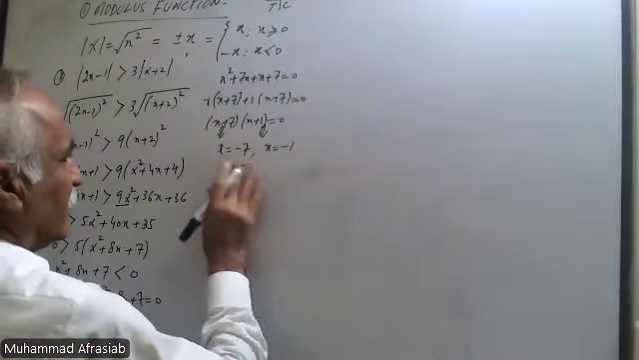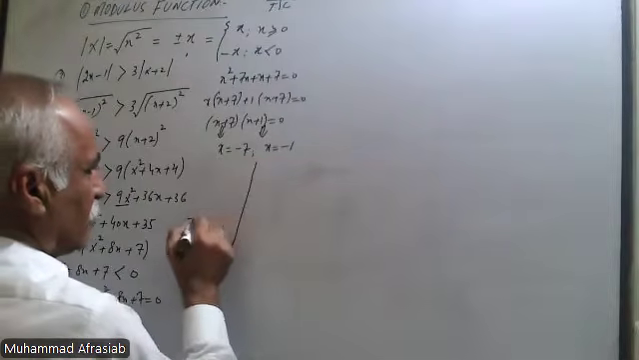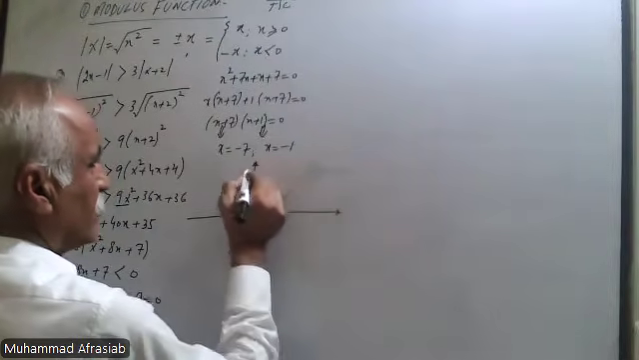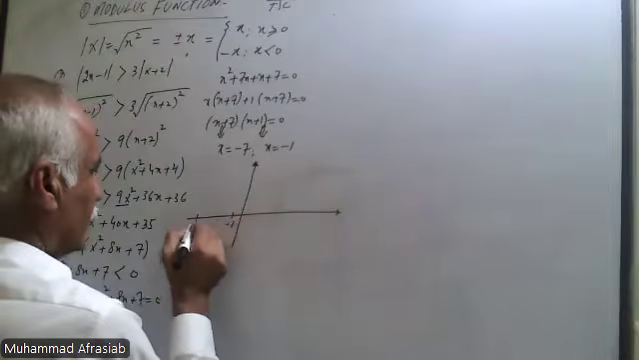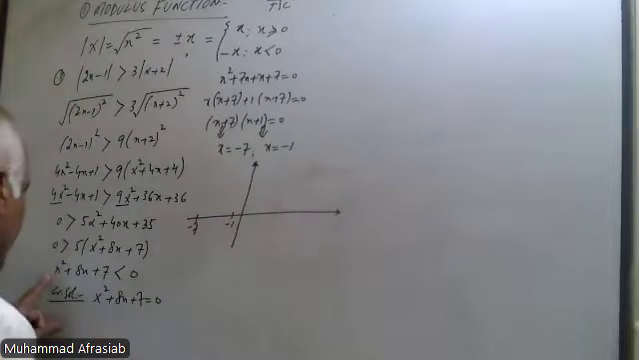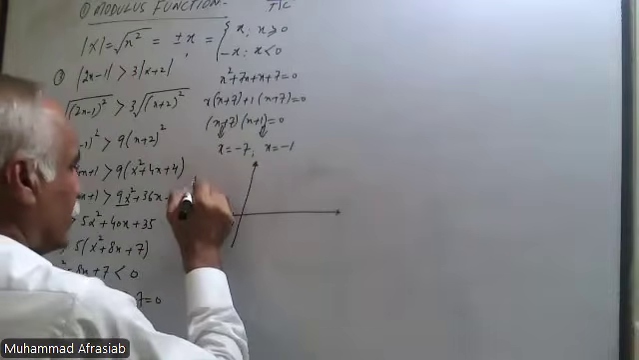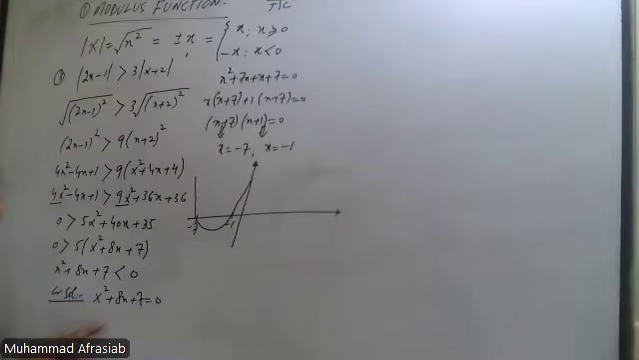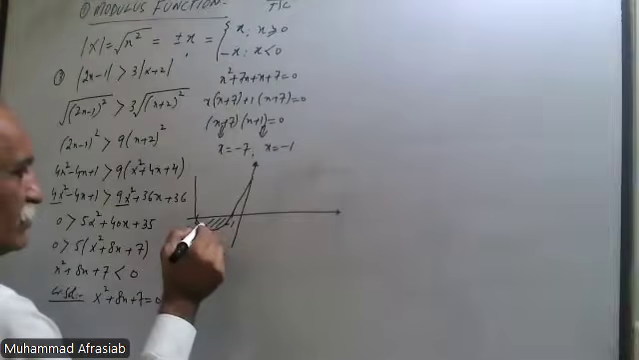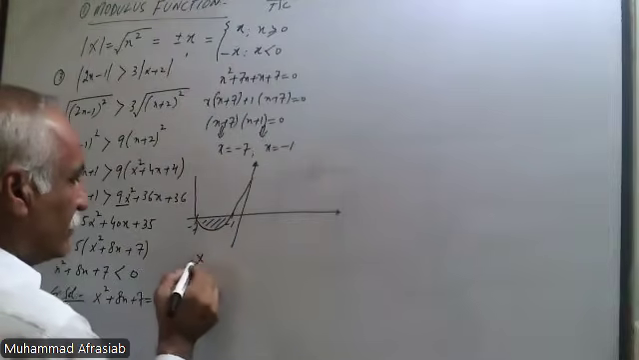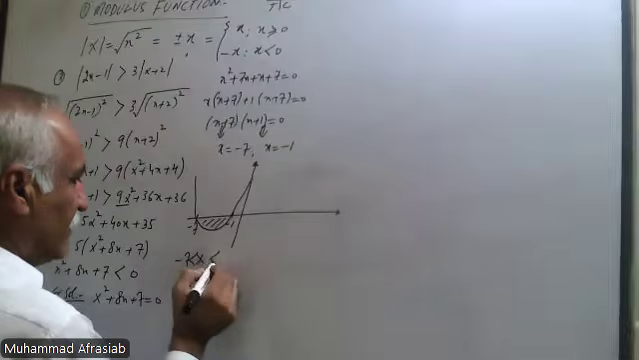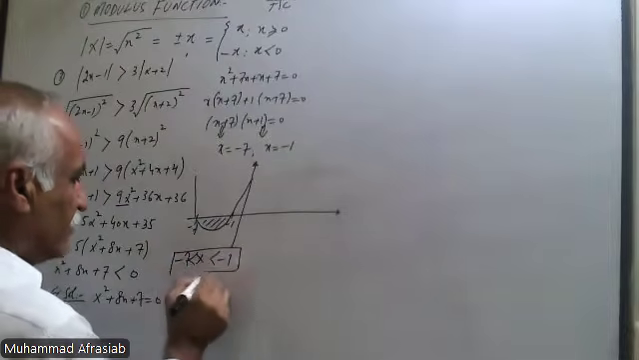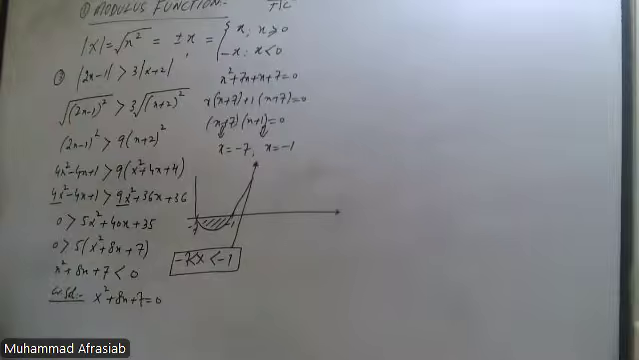So on this number line, the shaded part lies between −7 and −1. The coefficient of x² is 1, so it is positive, so the parabola should be shaped like this. Now they are asking that it should be less than 0, that means below 0. So x will be greater than −7 and less than −1. This is not the final answer, but it is the answer from this inequality.